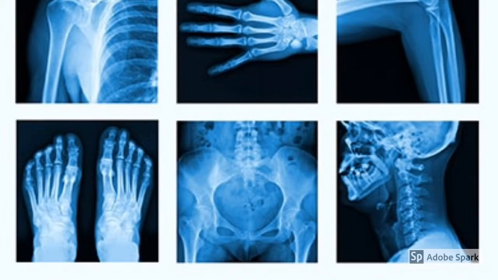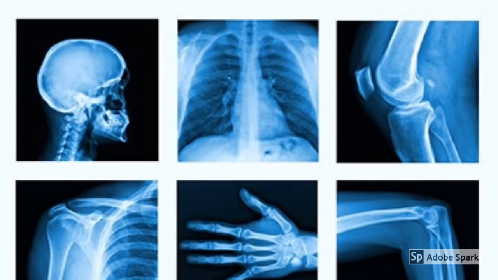X-rays are a photographic or digital image of the internal composition of something, especially a part of the body, produced by X-rays passing through it and being absorbed to different degrees by different materials. With imaging of bones and internal organs, too much exposure to X-rays can cause cancer.